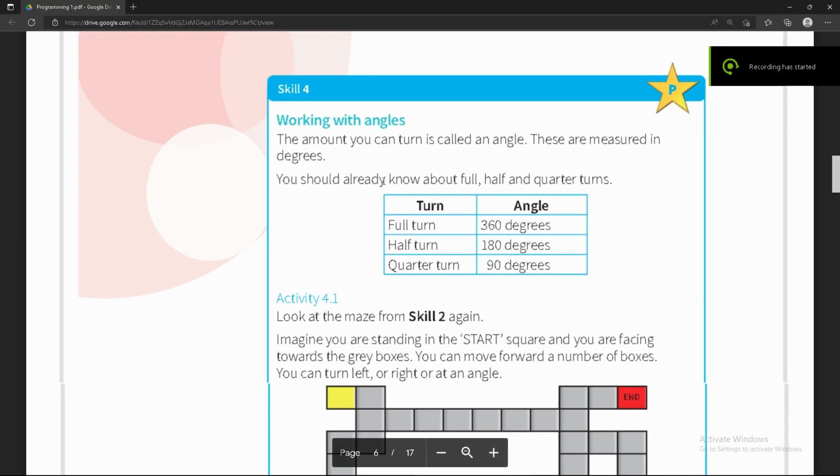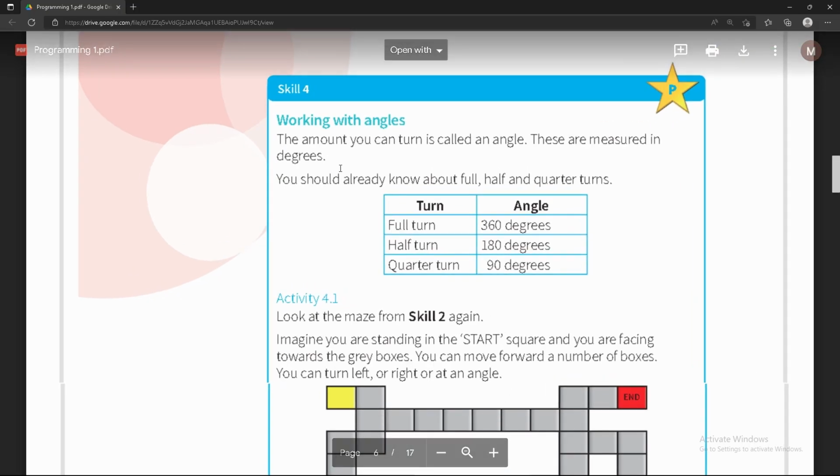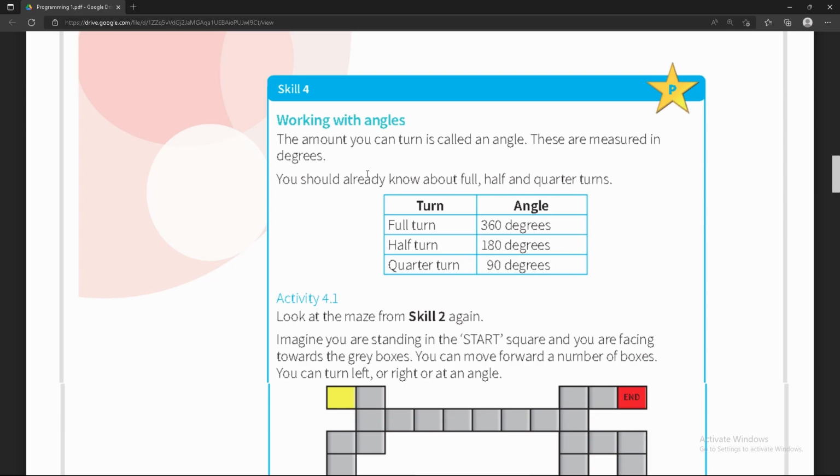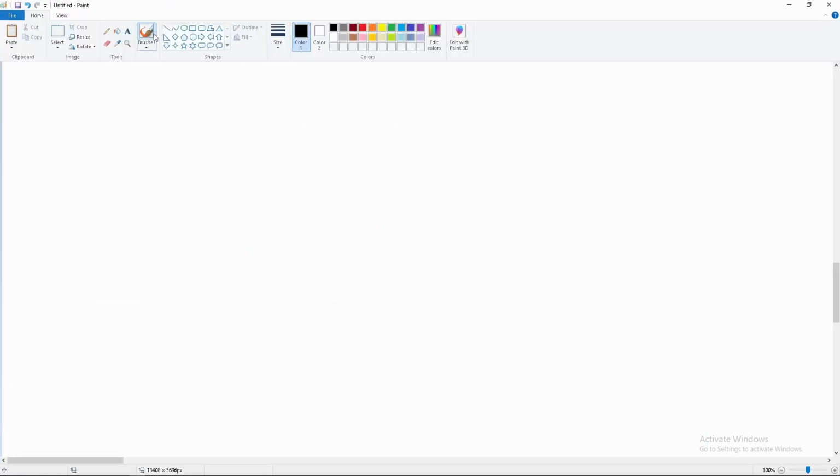So we are going to work with angles. The amount you can turn is called an angle. These are measured in degrees. You should already know about full, half, and quarter turns. So a full turn is 360 degrees, a half turn is 180 degrees, and a quarter turn is 90 degrees. So just a quick recap.